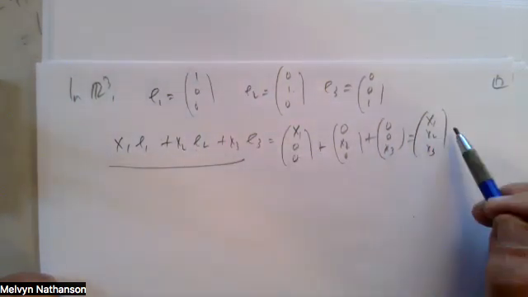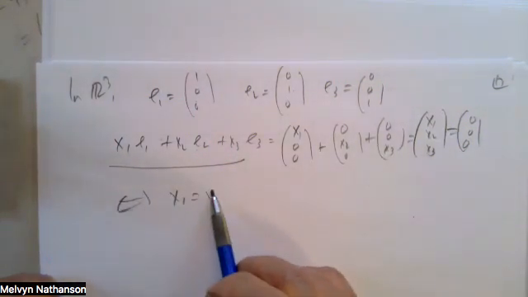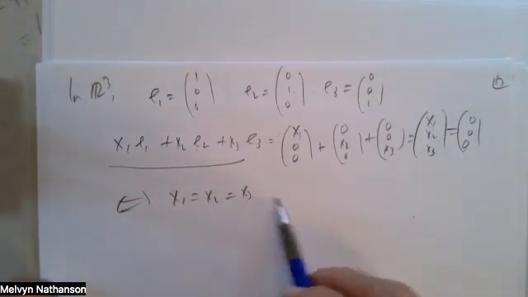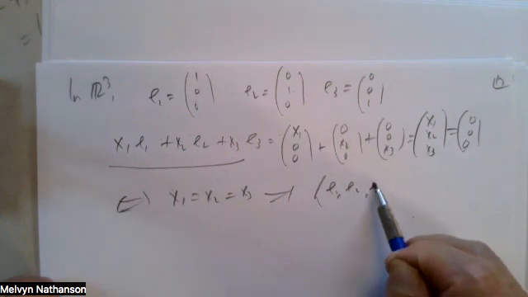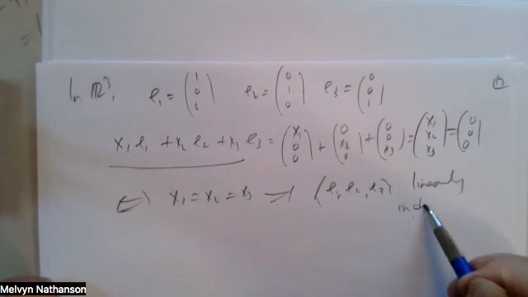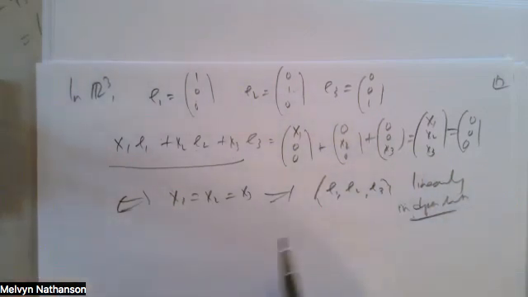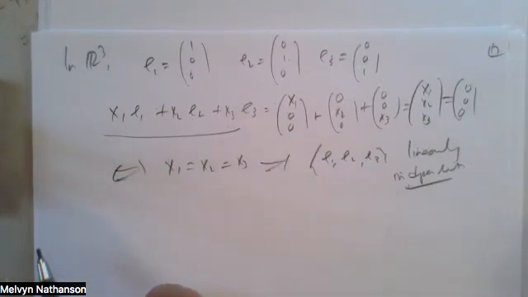And I want to know, when is this linear combination equal to 0? Well, it equals 0 if and only if x1 equals x2 equals x3 equals 0. So therefore, the set of three vectors E1, E2, and E3 are linearly independent. These are linearly independent vectors. There's an analogous statement for any Rn.